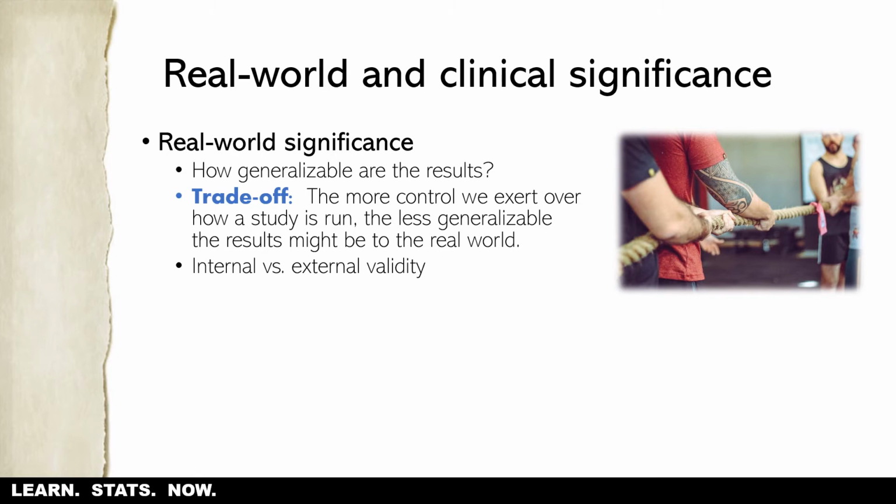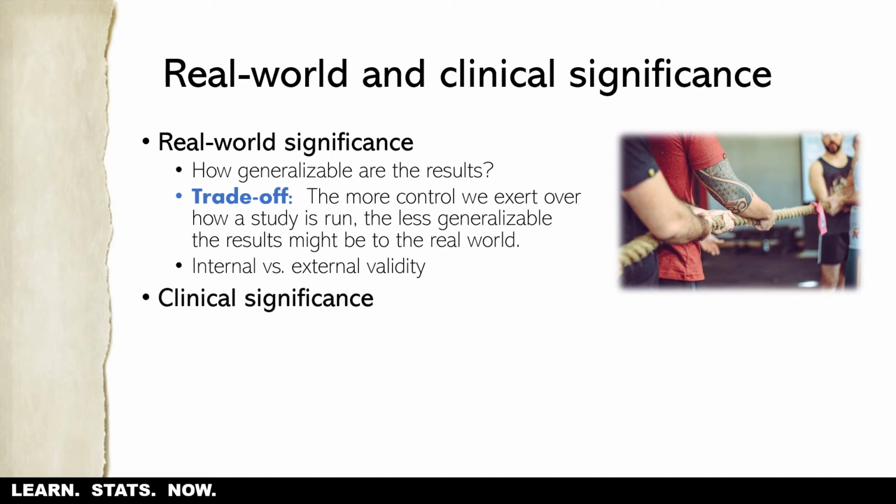So there's this sort of tug of war going on between increasing internal validity, which is really designed to help us find an experimental effect to begin with, and its effect on external validity, or how much those results can generalize back to the real world.